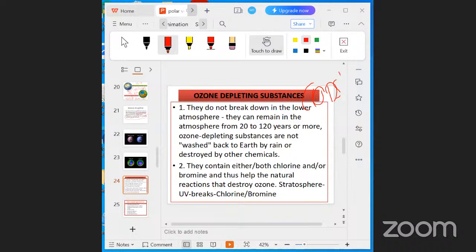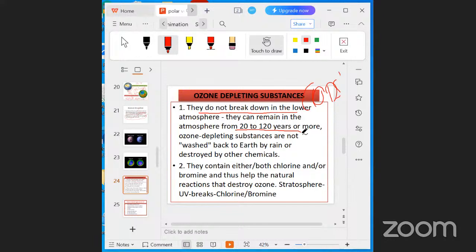Another important group of human-produced halocarbons is the halons, which contain carbon, bromine, fluorine, and chlorine, and have mainly been used as fire extinguishers. These substances are effective ozone depleters for two reasons. The first is that they do not break down in the lower atmosphere, so they can remain in the atmosphere from 20 to 120 years or more.